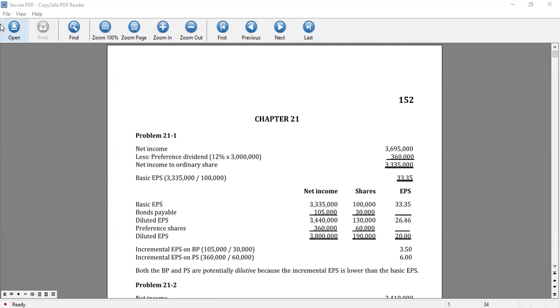Now, based on the rules that I have read earlier, the incremental EPS on the bonds payable is 3.50, and the incremental EPS on the preference share is 6, and both are lower than the basic EPS of 33.33. So these two securities are potentially dilutive.